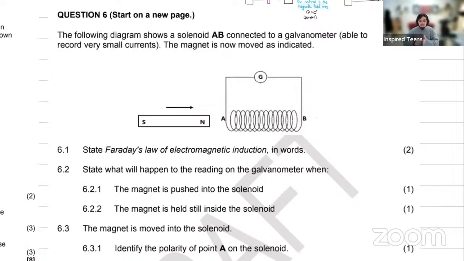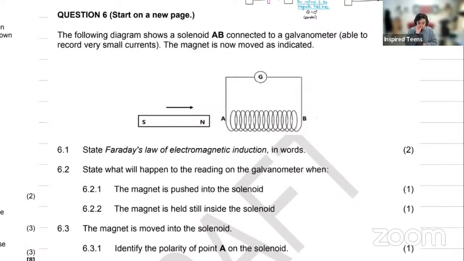Someone said that there will be no current. That's correct, but let's try to be specific and answer the question. They're not asking what will happen to the current, they're asking what will happen to the reading on the galvanometer. So even though you are correct in saying that there will be no current, you need to then say there will be no reading on the galvanometer because of no current.